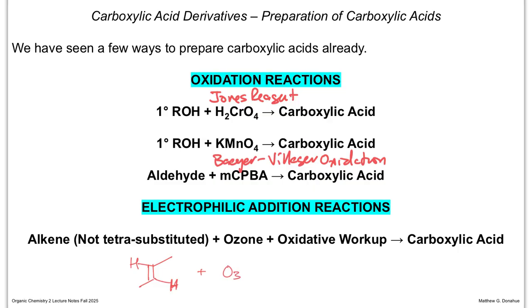And then we're going to use ozone gas, and then this says oxidative workup. So typically what that means is we have some peroxide, like hydrogen peroxide. What that will do is cleave the alkene, and then each carbon of the alkene gets oxidized up to the acid. So since that alkene was symmetric, we would end up with 2 equivalents of the same acid.